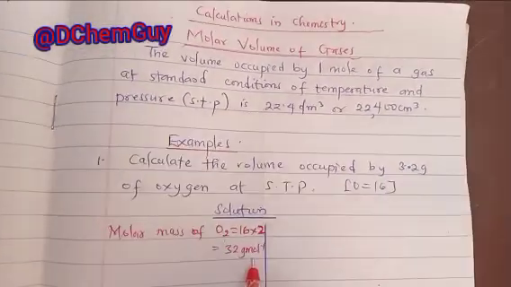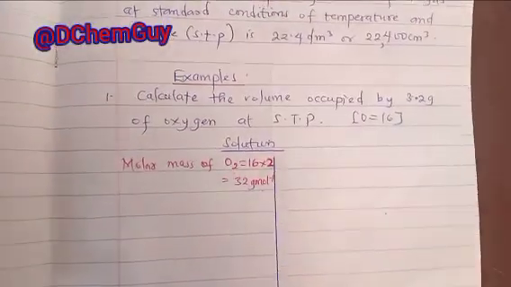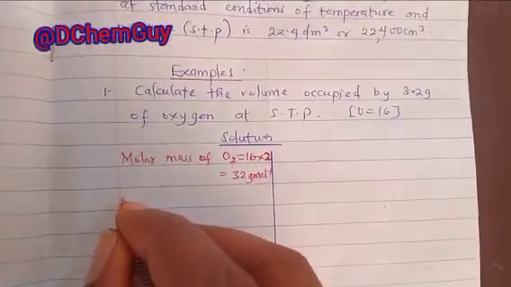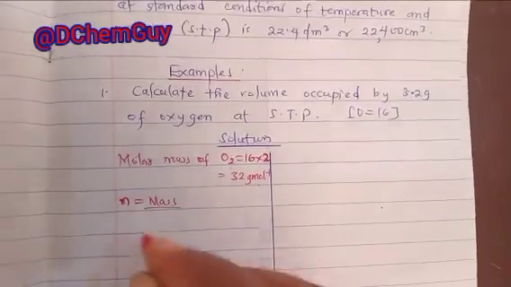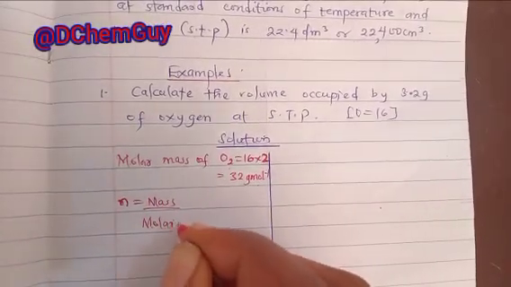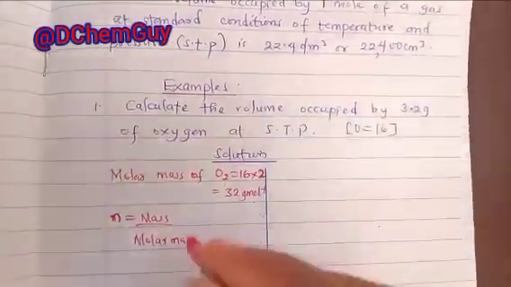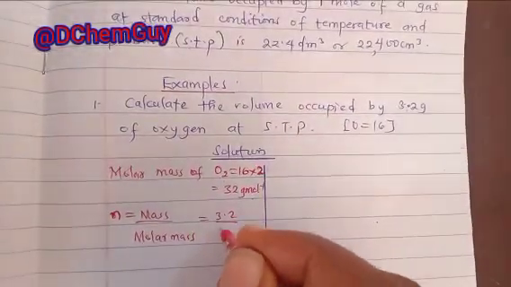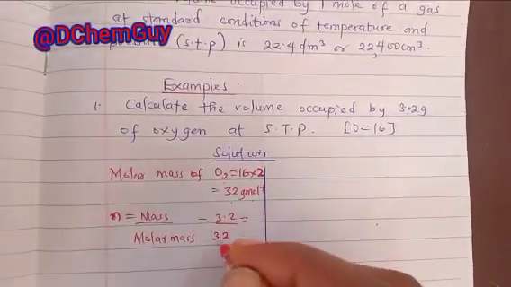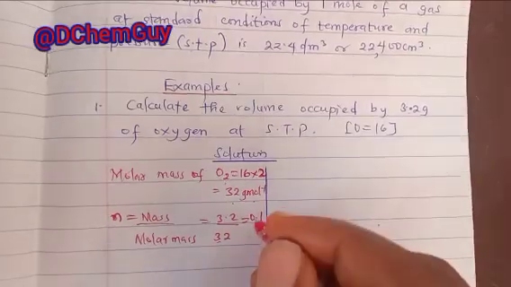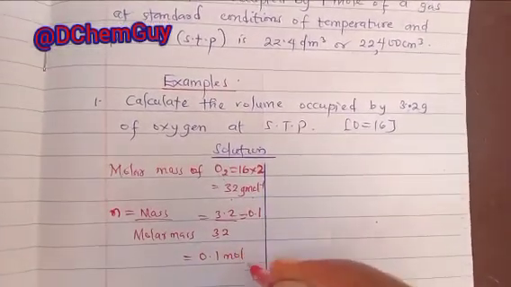Now the next line of action is to find the number of mole. How do we find the number of mole? Number of mole, n, equals mass over molar mass. The mass given is 3.2 gram over the molar mass, 32 gram per mole. This divided by this will give you 0.1 mole.